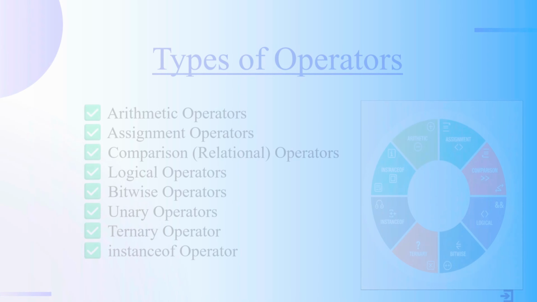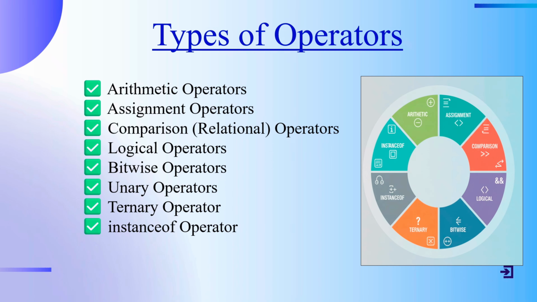Now let us try to understand all the types of operators that are present in Java. First one is the arithmetic operator. Second one is the assignment operator. Third one is the comparison operator, which can also be called the relational operator. Fourth one is the logical operator. Fifth is bitwise. Sixth one is the unary operator. Seventh one is the ternary operator. Eighth one is the instanceof operator. Let's go through each one with examples and try to understand them in a more detailed manner.